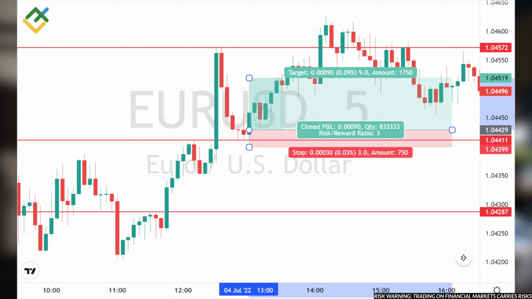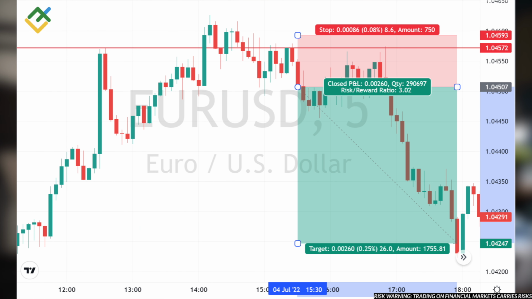So now let's discuss examples of the trades entered at the levels we discovered in the previous section. Number 1, the first pin bar suggested an entry level of 104,429. The stop loss is 104,399 and the take profit is 104,519. So the trade yielded 9 pips with a potential loss of 3 pips. The second pin bar is not taken into account.